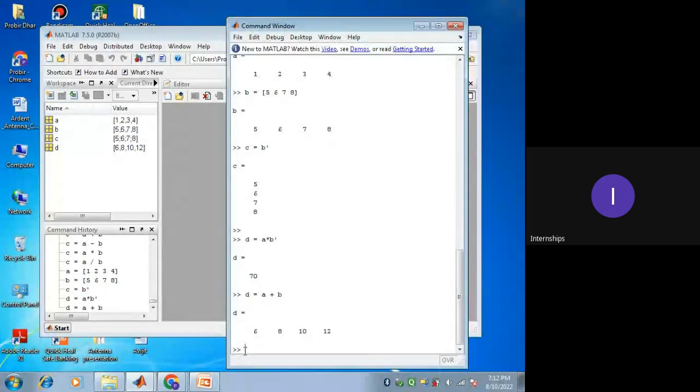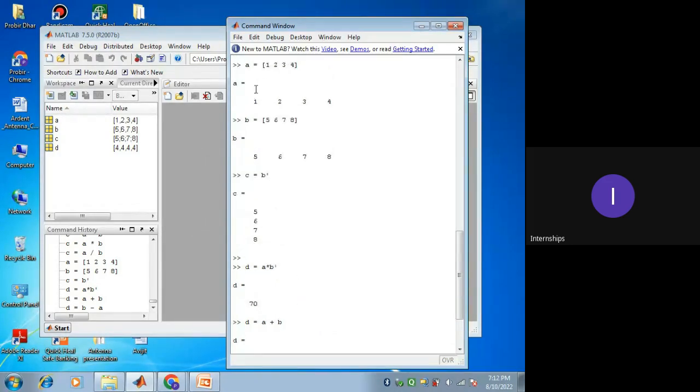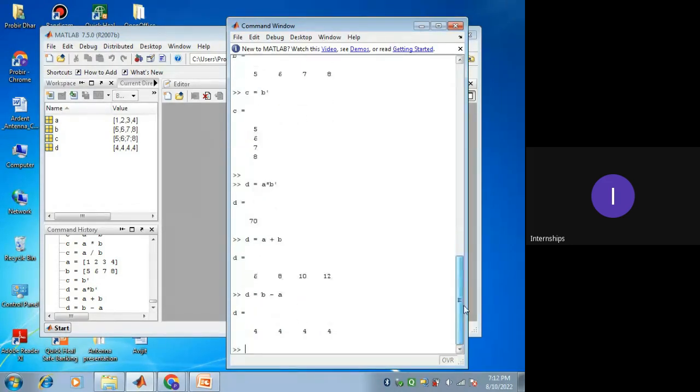Similarly, we can subtract two matrices. Now D is equal to B minus A. We get all the differences 4. Okay. Now there are some other operations also.